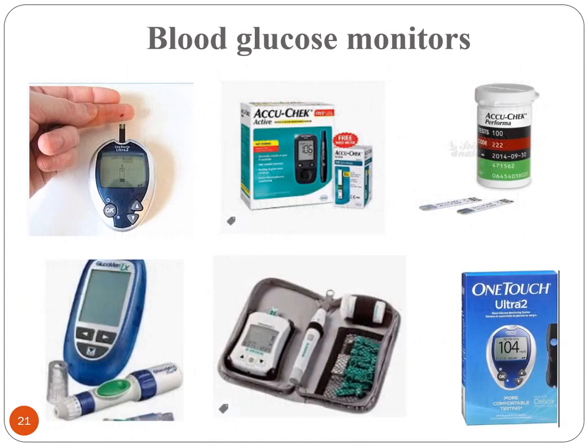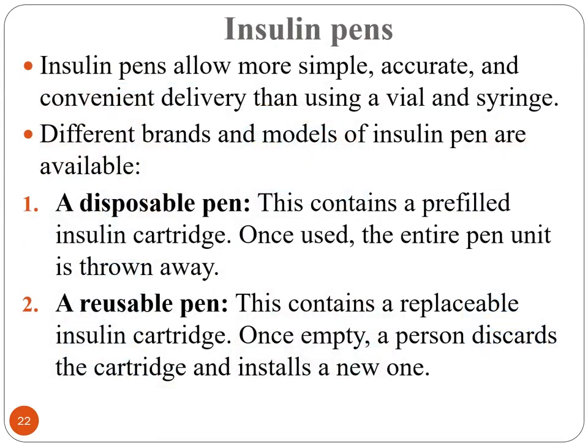There are different types of blood glucose monitors. We have AccuCheck, Glucomen, One Touch, Ultra Touch. There are many different devices that monitor blood glucose. Also, we have insulin pens.